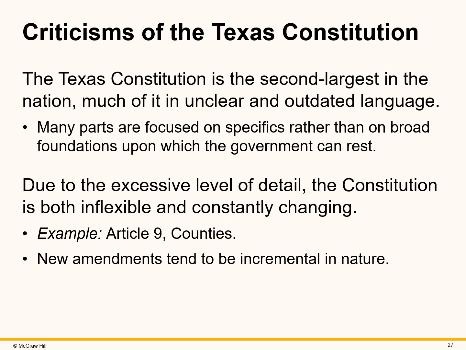Criticisms of the Texas Constitution. The Texas Constitution is the second largest in the nation. Much of it is unclear in outdated language. Many parts are focused on specifics rather than on broad foundations upon which the government can rest. Due to the excessive level of detail, the Constitution is both inflexible and constantly changing. For example, Article 9, the one addressing counties. New amendments tend to be incremental in nature. In other words, we tend to like very, very slow change.